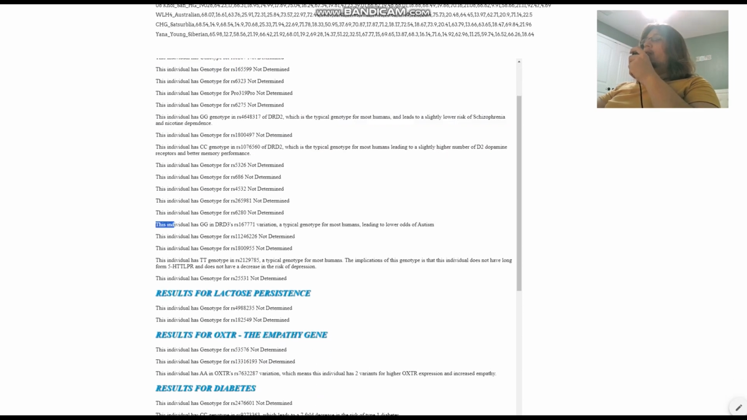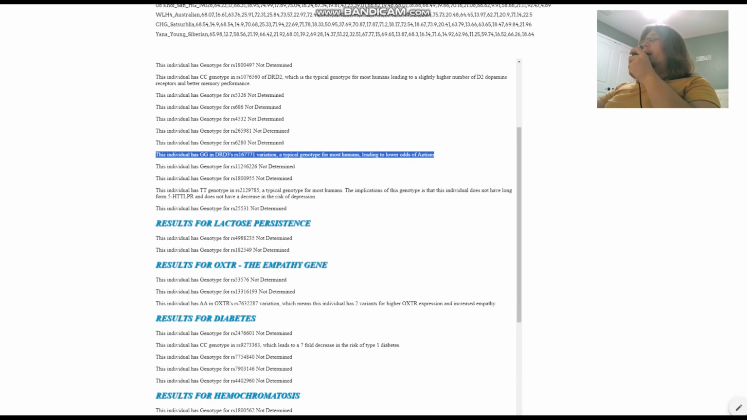For DRD3, he's got GG here, which is the typical genotype for most humans, and it leads to lower odds of autism. I don't know, what does dopamine have to do with autism? I did read that DRD3 has some links to autism, but I don't understand how this works exactly. Like, what does dopamine have to do with autism?